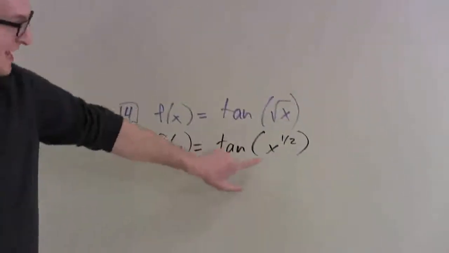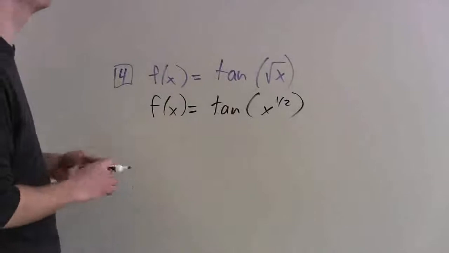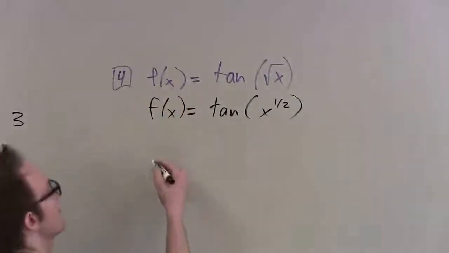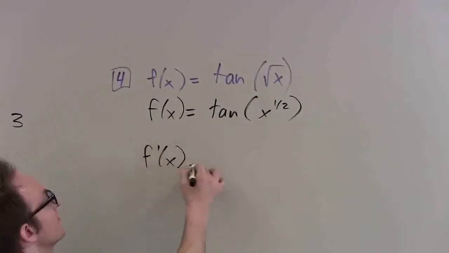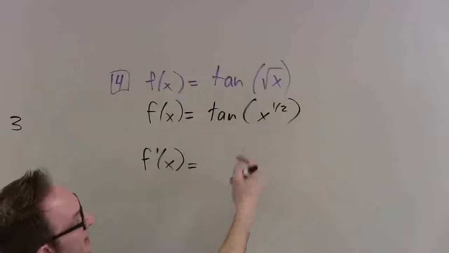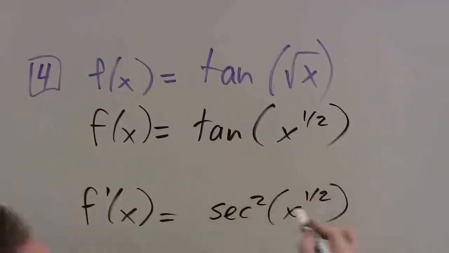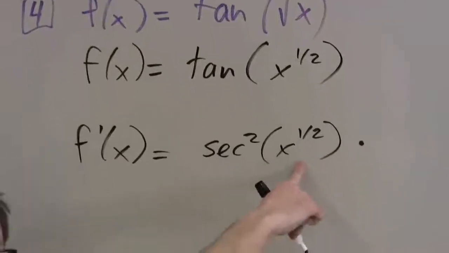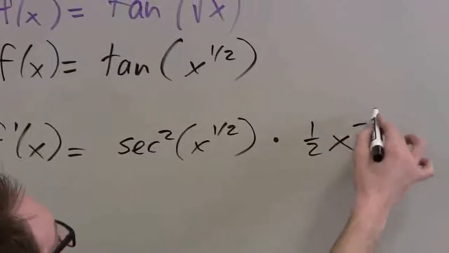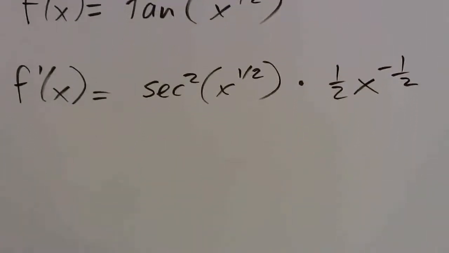So outer function tan, inner function x to the 1/2. Of course you need to just know your derivative rules at this point. The derivative of tan is secant squared. So when I take the derivative of this function, the derivative of tan of something is secant squared of something, back inside for the derivative of the something. And the derivative of x to the 1/2 is 1/2 x to the negative 1/2. And then you can write this out nice and pretty.